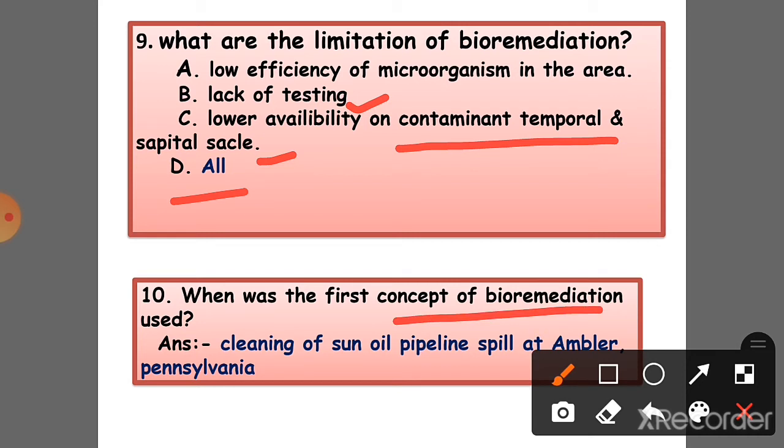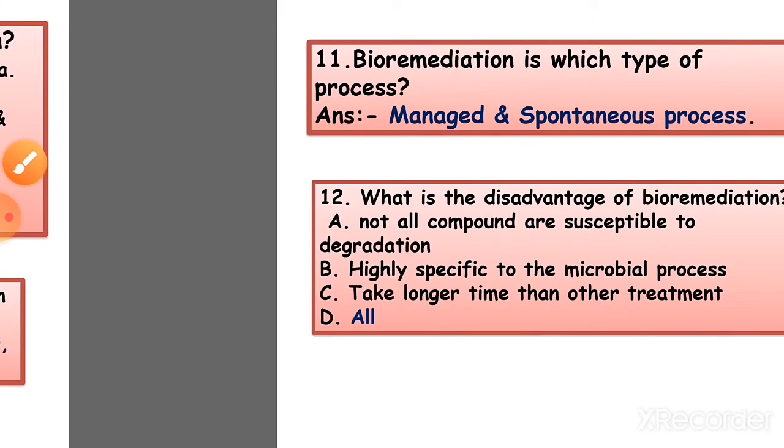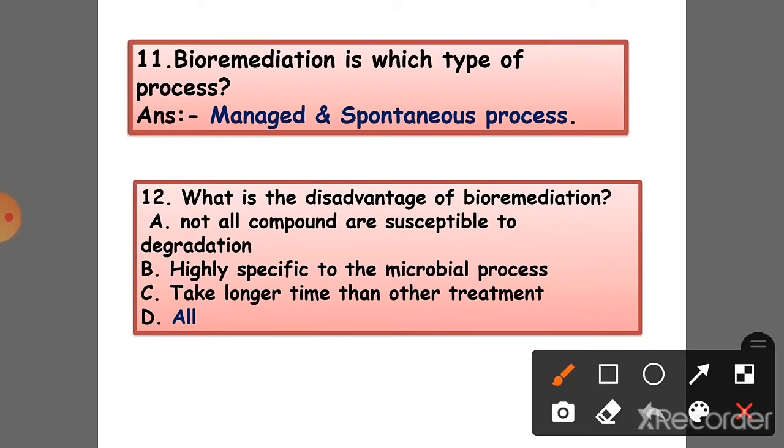Question 10. When was the first concept of bioremediation used? Answer. Cleaning of the Sun Oil pipeline spill at Ambler, Pennsylvania. Question 11. Bioremediation is which type of process? Answer. Managed and spontaneous process.